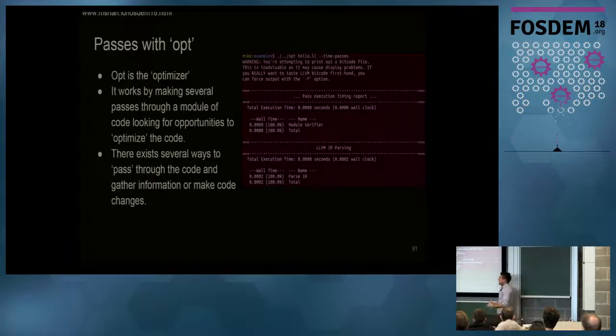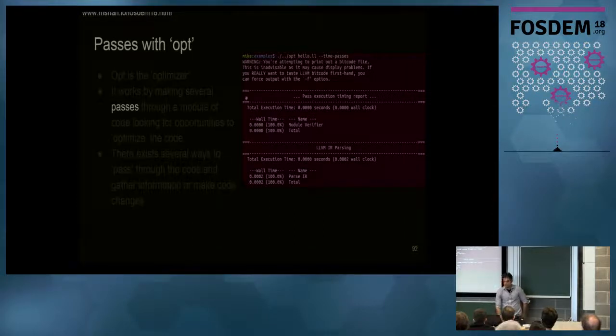So I want to introduce the idea of passes with the opt tool, or the optimizer. Just as your compiler might look through the source code many times to build your program, the optimizer can cycle through your source code or the bitcode many times, looking for opportunities to optimize. And there are several different ways that we can do this. Again, focusing on passes.